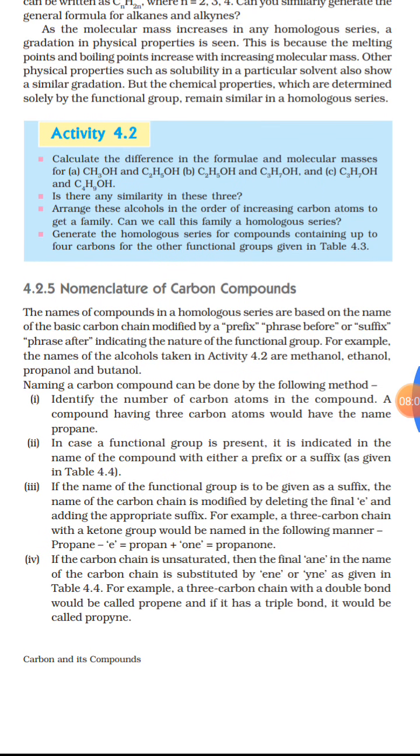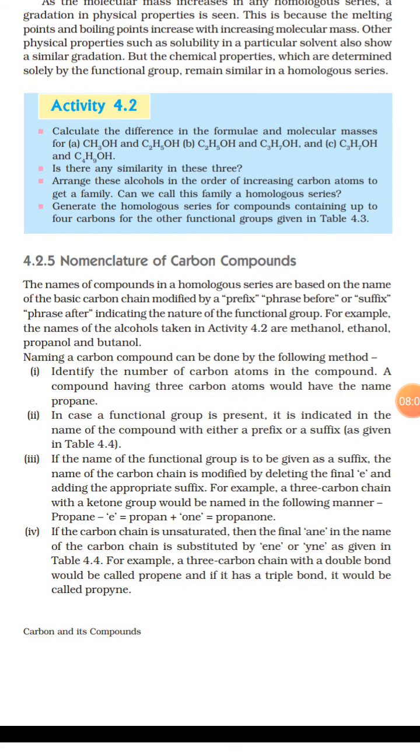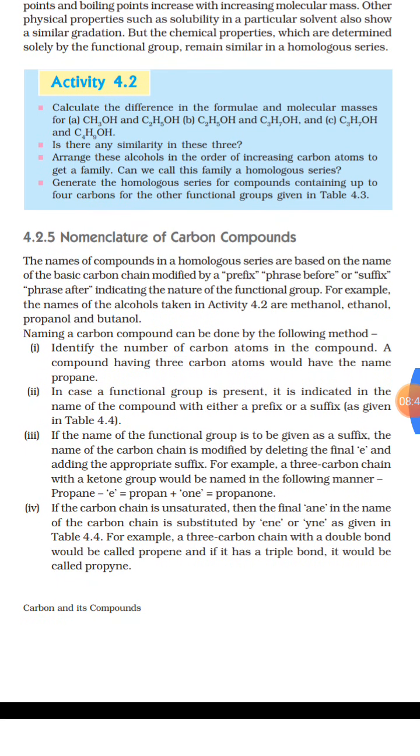Now if we talk about molecular masses, obviously CH3OH has less molecular mass than C2H5OH. Similarly, C2H5OH has less molecular mass than C3H7OH. So in activity 4.2, first point, it is clear that they have a difference of CH2 in formula between each two, and the molecular masses also differ. Now come to the second point: is there any similarity in these three? Yes, similarity exists because there is one functional group which is similar.